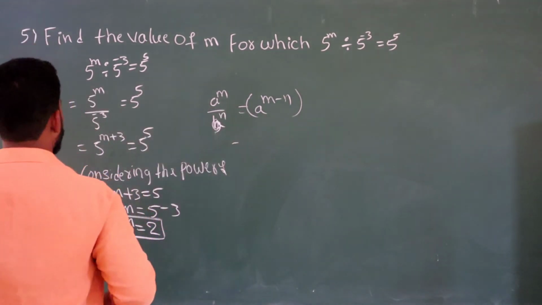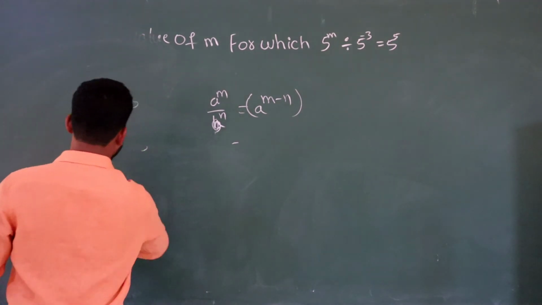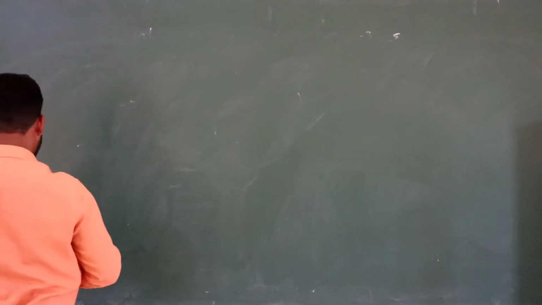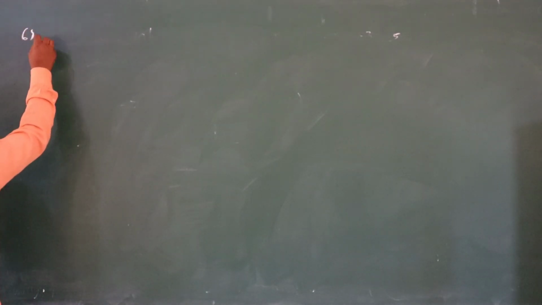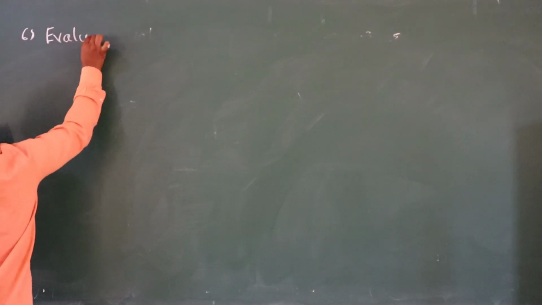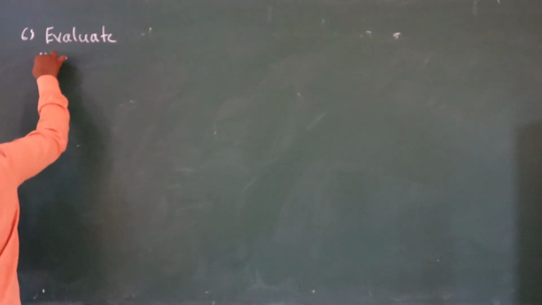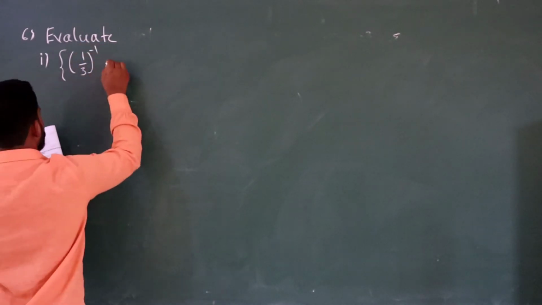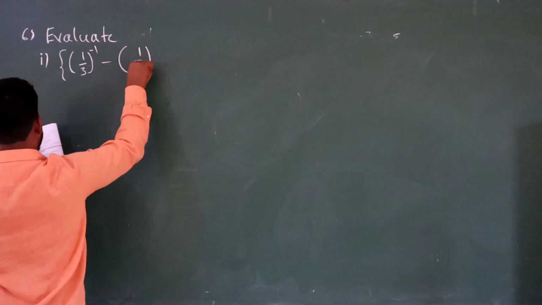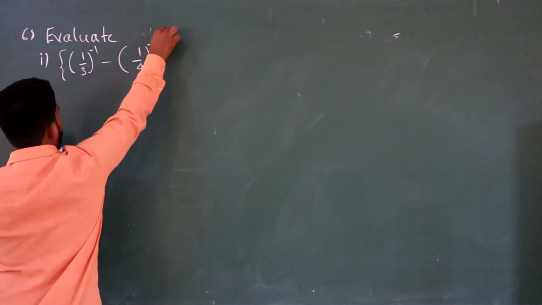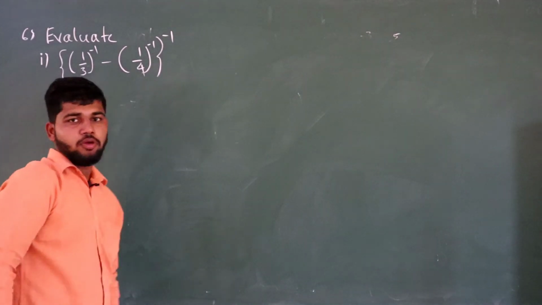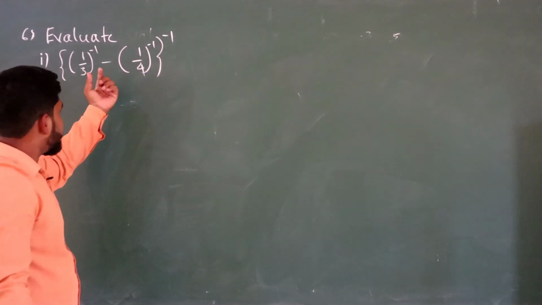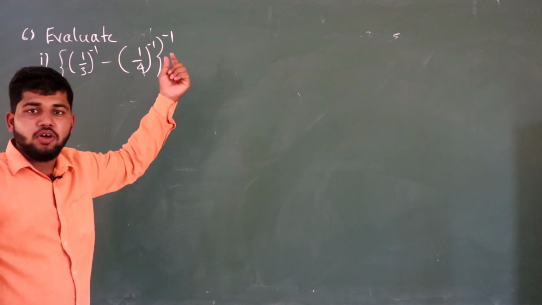Now look at the sixth main problem. Evaluate: the first one, open bracket 1 by 3 whole to the power of minus 1, minus 1 by 4 whole to the power of minus 1, close bracket, whole to the power of minus 1. It is the sixth main problem.